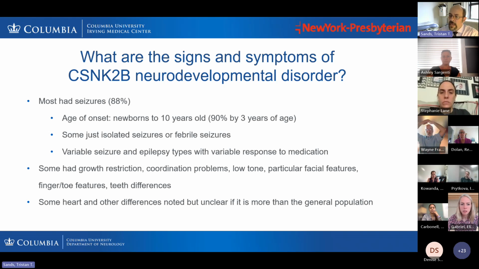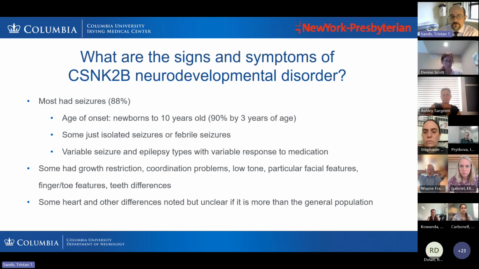And then there was a smattering of other issues: growth issues, coordination problems, low tone, particular facial characteristics, particular issues with fingers and toes, and then differences with the way that the teeth develop. And again, they're not across the board, but they happen enough that we know that it's related to the condition.